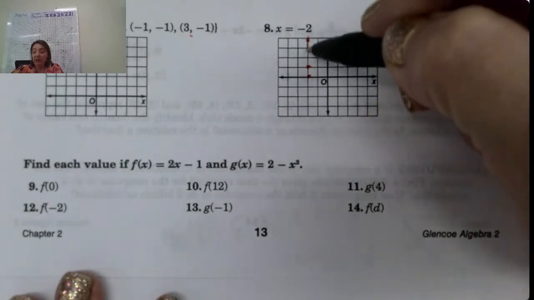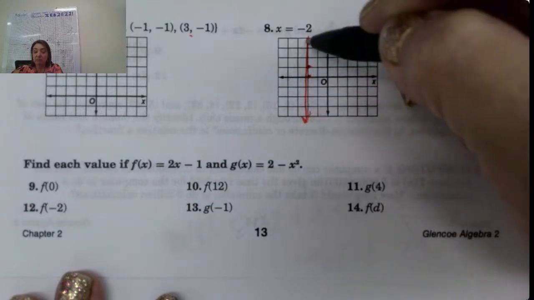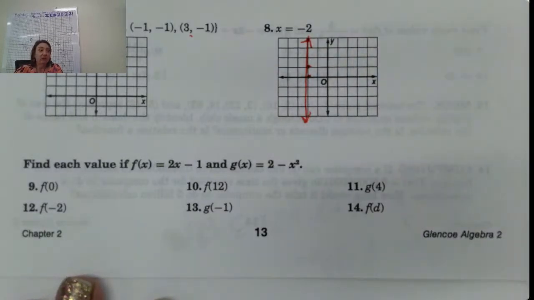Okay. And what do we know about vertical lines? They're not a function. They are straight. That's true. I ain't lying about that. Okay.